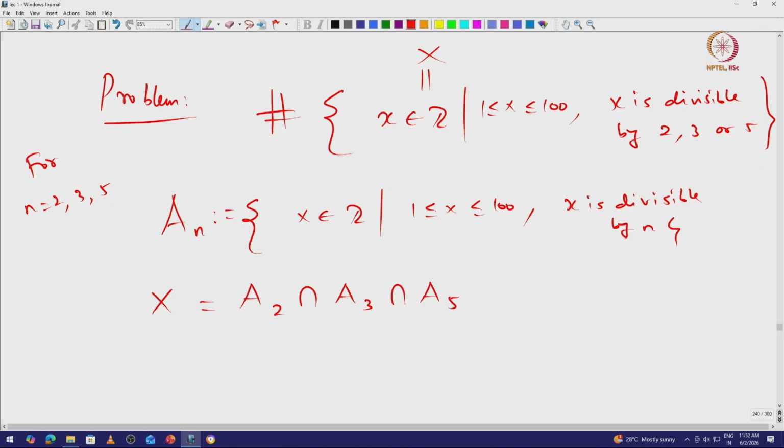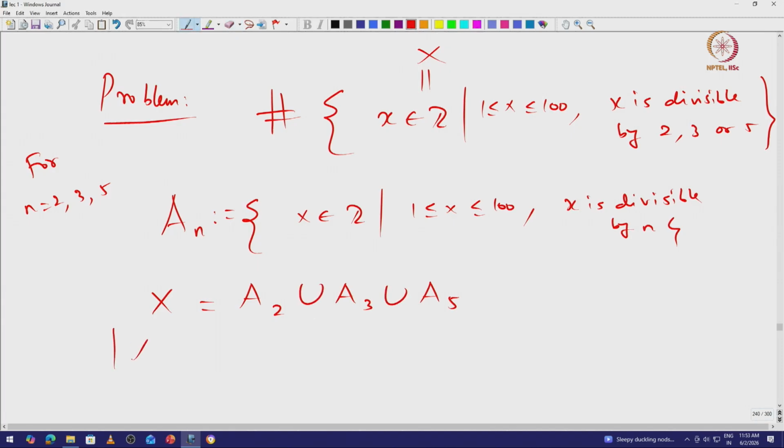Okay. So, now let us see how one can actually count this. The intersection would be all the numbers that are divisible by all these three. But we actually want x divisible by either 2, 3 or 5. So, that means I am looking at only the union.